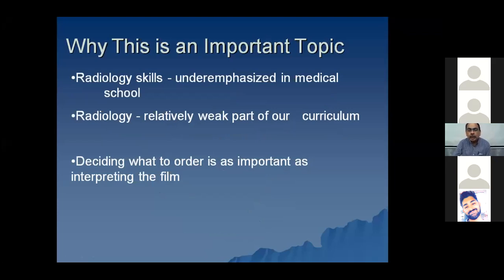Why is this topic important? Because most of the time, radiology skills, especially in medical colleges, are underemphasized. You should know about the important radiologic modalities, meaning the different types of investigations or the imaging that is available in order to investigate a particular patient. Radiology is unfortunately a relatively weaker part of our curriculum because it is usually introduced when you are in your final years. So we have to give it a little bit of time in order to be a good physician.